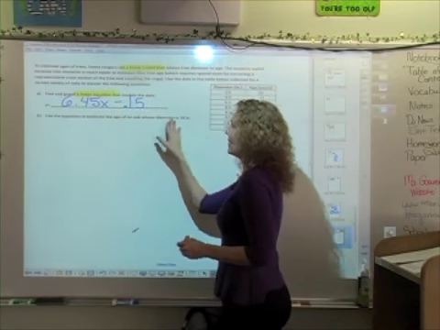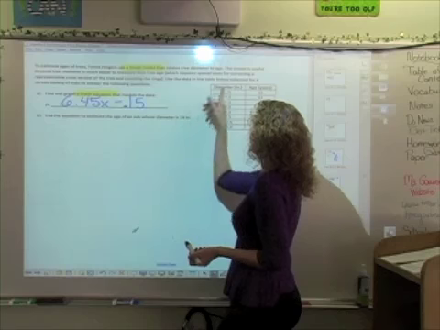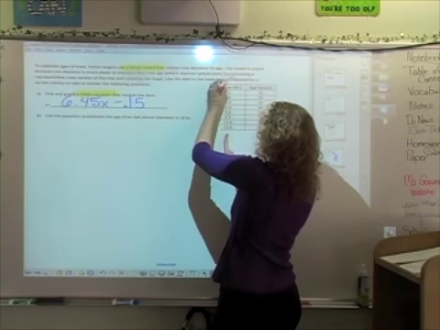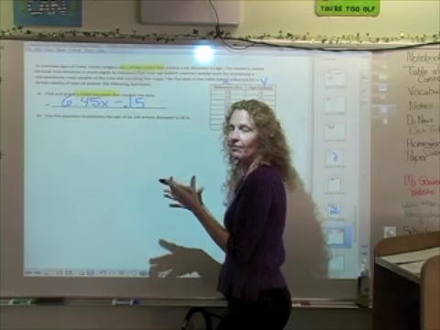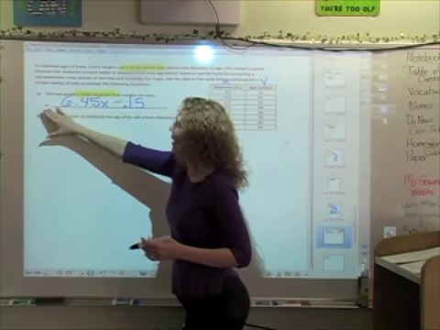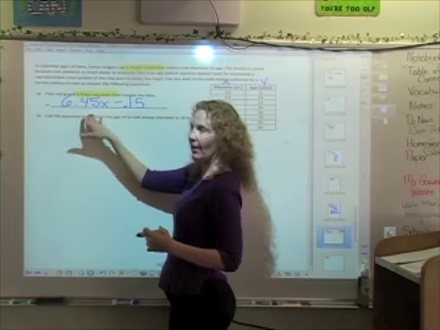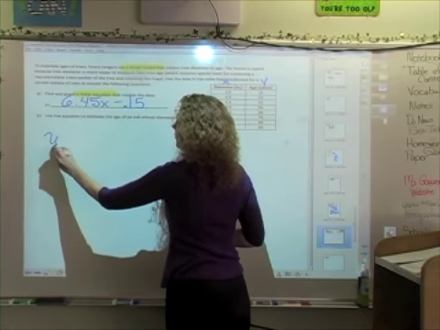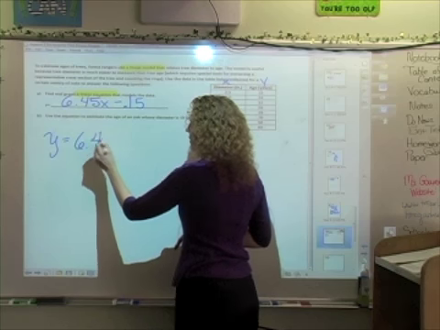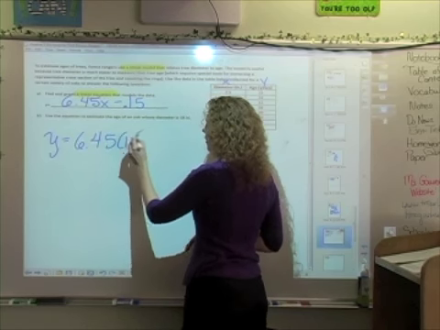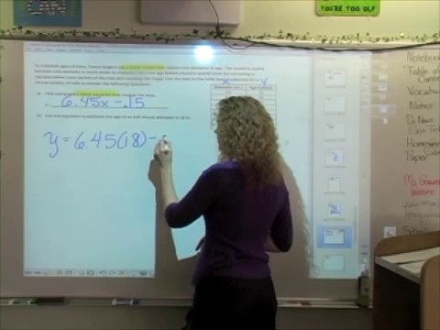Now, use the equation to estimate the age of an oak whose diameter is 18. So this is the diameter. That, again, is our x values. The years would be our y. If they gave me the years, I'd substitute for y, solve for x by adding and dividing. Here, I'm going to solve for y by substituting in the 18 for the x.